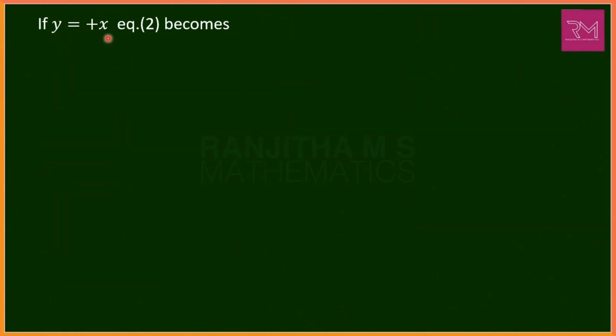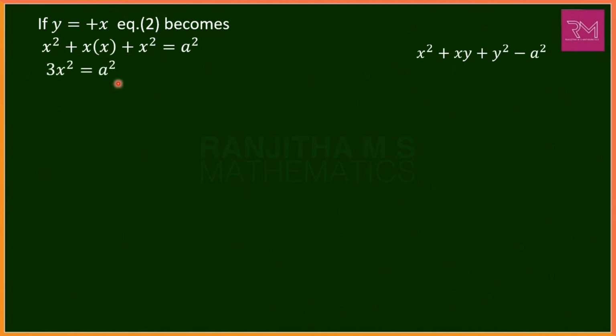First case, if y is equal to plus x, equation 2 becomes, here equation 2 is x square plus xy plus y square minus a square. Substitute y value as plus x, we get x square plus x into x plus x square is equal to a square. Here x square plus x into x is x square plus x square. Hence we get 3x square is equal to a square. Or we can take it as, this 3 goes to the right hand side, that becomes a square by 3, that is x square is equal to a square by 3, or x is equal to plus or minus square root of a square by 3, that becomes a divided by root 3, that is our x value.